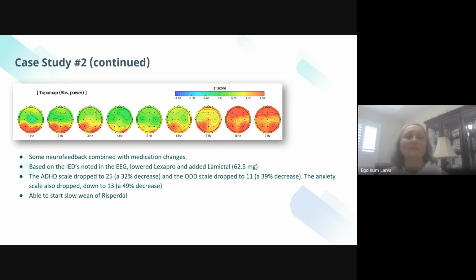So as we were improving, we were able to gradually start slowly weaning the Risperdal. He's still on a tiny bit of the Risperdal, but he's been able to slowly take that away. And he's also been doing some neurofeedback too. So I think all those things have been helpful for him.